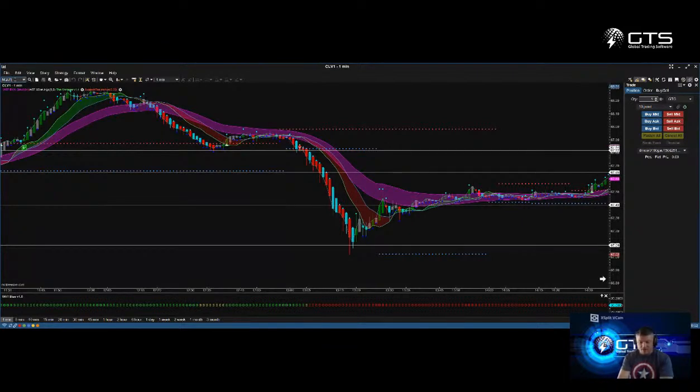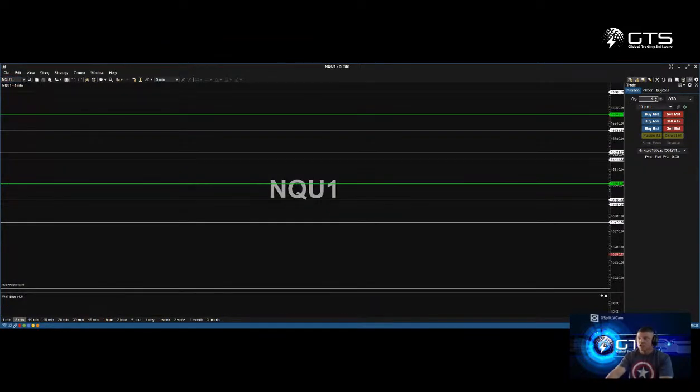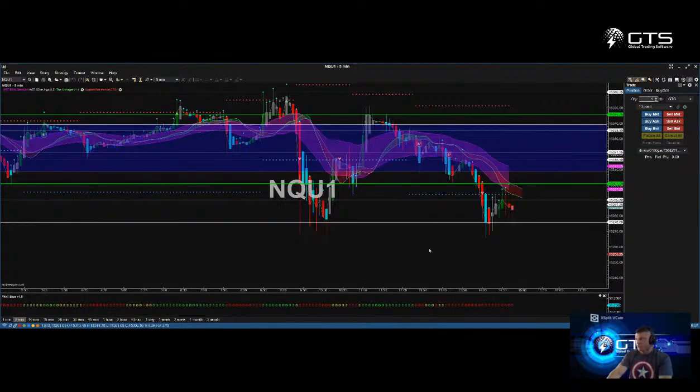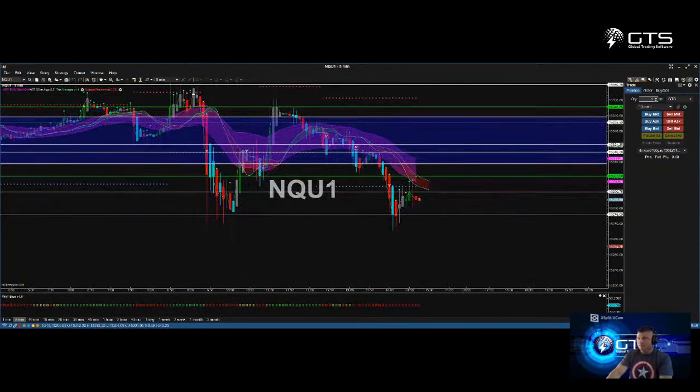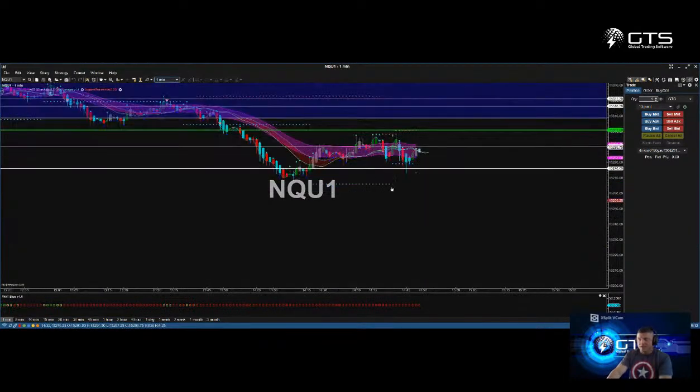But I really want to go back over here to the NQ, and I want to look at this real quick because that's the 5 minute. Let's look at the 1 minute. It's always a little more dramatic on the 1 minute.